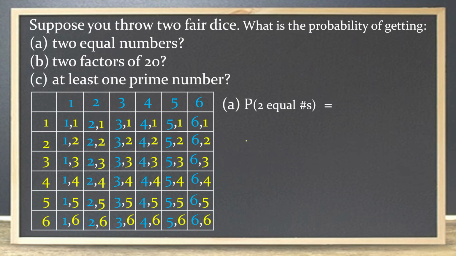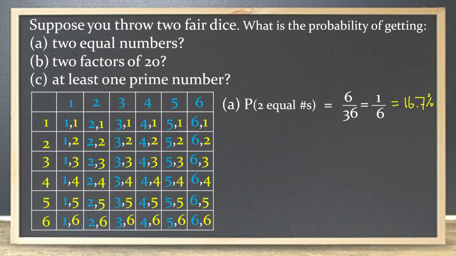Okay, so we say the probability of obtaining 2 equal numbers is equal to 6 divided by 36. And 6 divided by 36 is 1 over 6, which is also equal to 16.7%. Okay, it's 16.7%. All right.